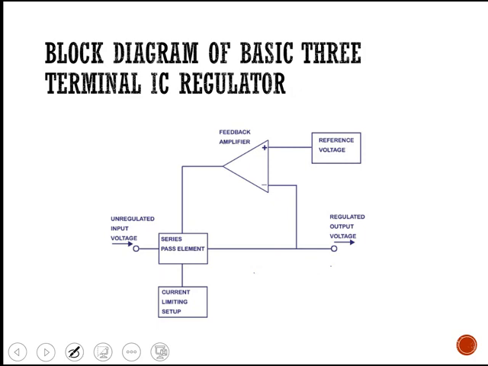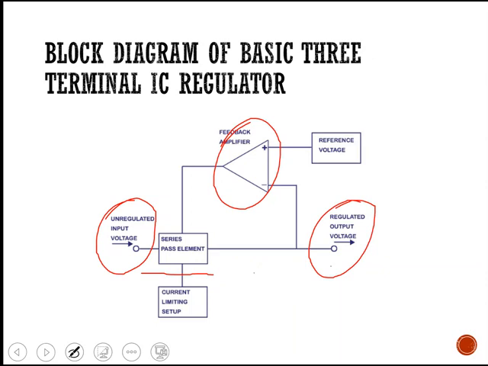So this is the block diagram of a 3-terminal IC regulator, wherein you have the differential amplifier which is your op-amp. You have the unregulated input voltage which is given to the series pass element, basically your transistor. You have a regulated output voltage and the reference voltage is given here. So this is the first terminal, this is the second terminal, and you have the third terminal. So basically 3-terminal IC regulators.